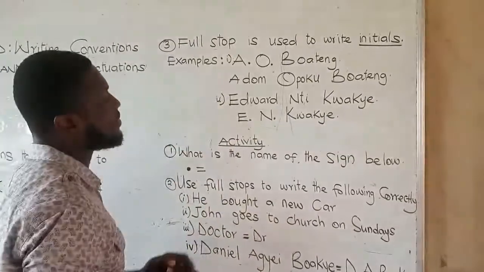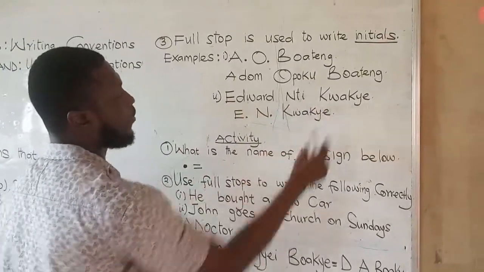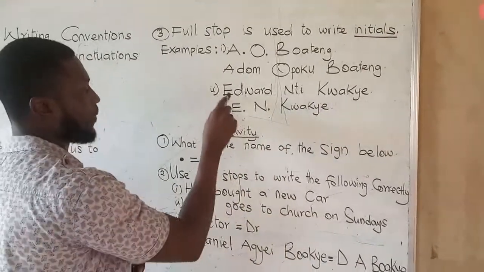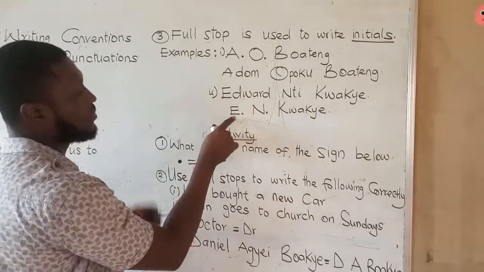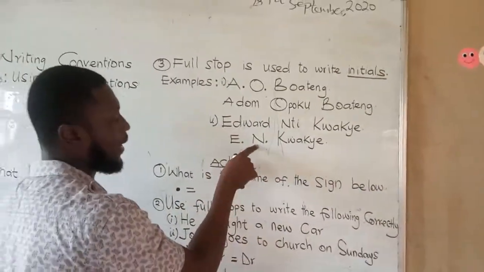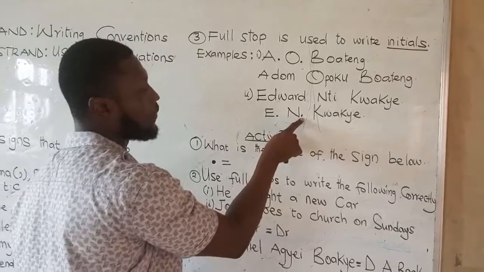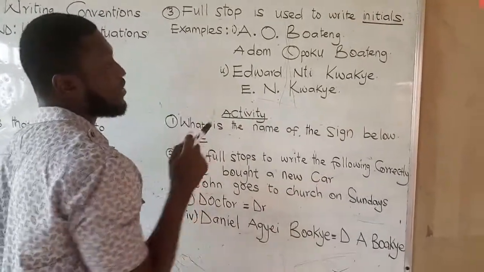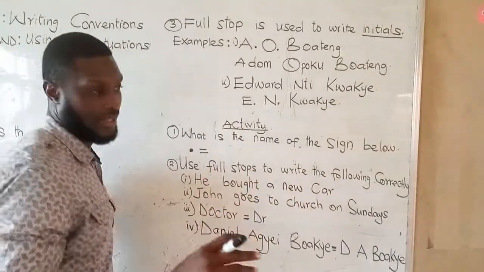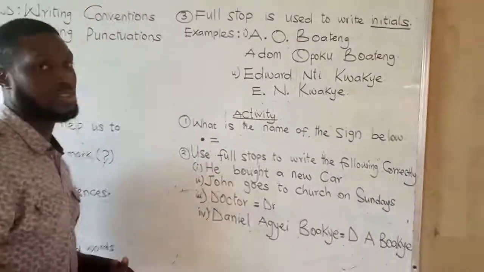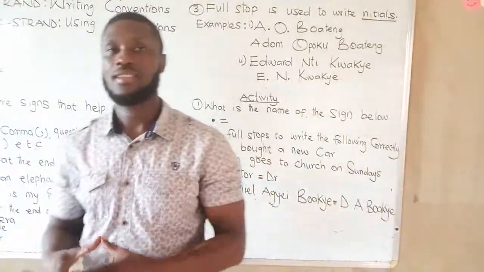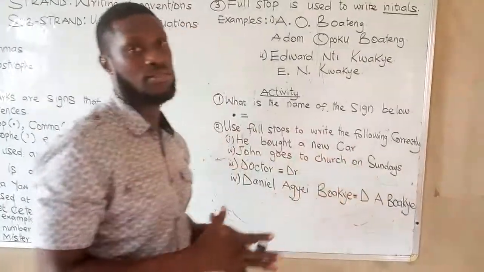The next one is Edward Inti Kwache. So after writing the E as an initial, we bring a full stop. And then the N also will bring a full stop. But don't forget, initials are also written using capital letters, as we discussed in our previous lessons. We will look at the others in our next lessons.